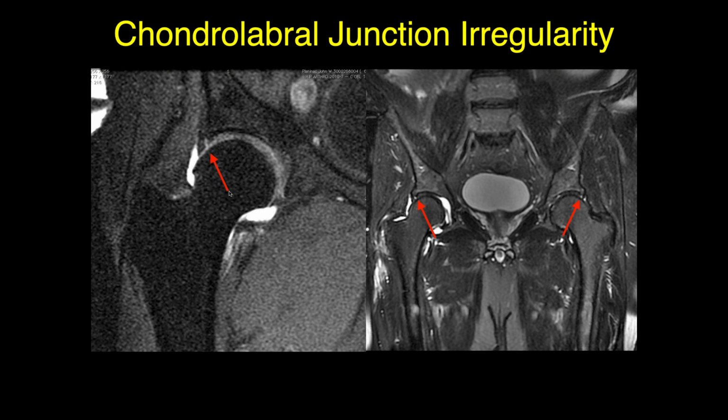This chondrolabral junction irregularity was not a tear. One thing is, you can get symmetric tears, but it's uncommon to have tears that are this symmetric, whereas when you have these chondrolabral irregularities or chondrolabral defects, they're almost always symmetric. So that can be helpful sometimes.